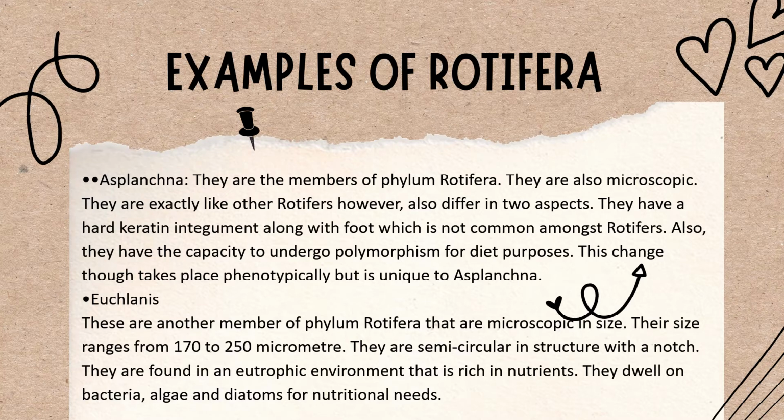Next is Euchlanis. These are another member of phylum Rotifera that are microscopic in size. Their size ranges from 170 to 270 micrometers. They are semicircular in structure with a notch. They are found in a eutrophic environment that is rich in nutrients. They dwell on bacteria, algae, and diatoms for nutritional needs.